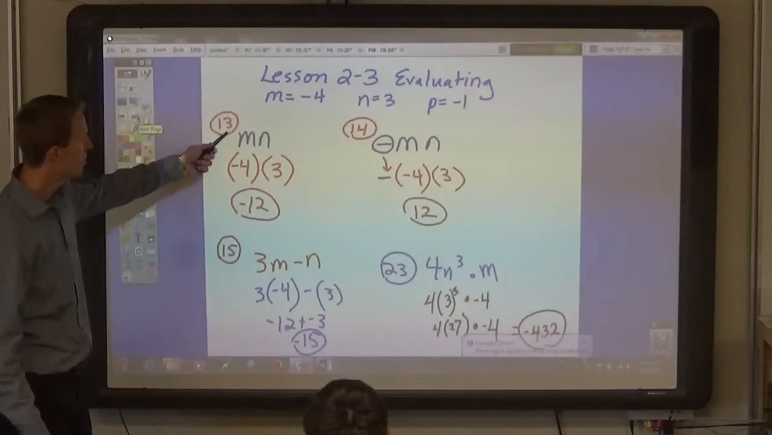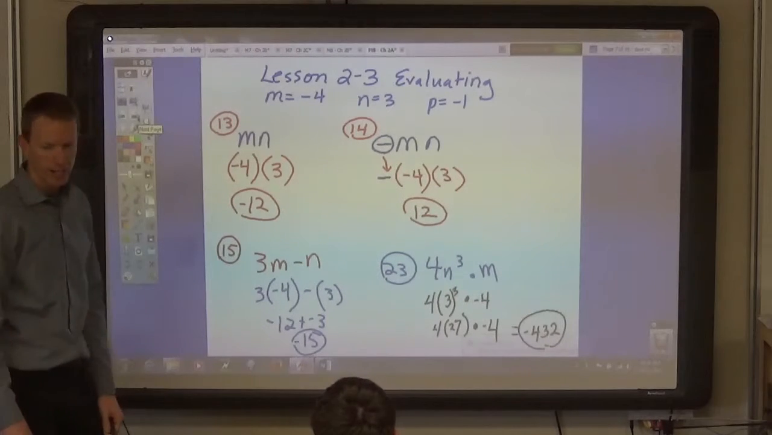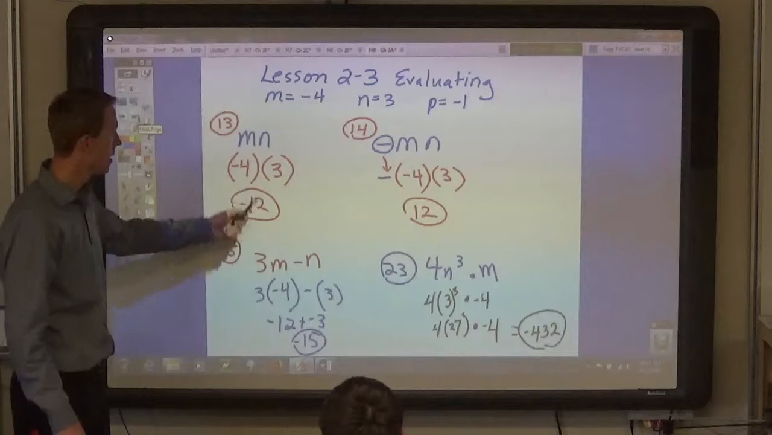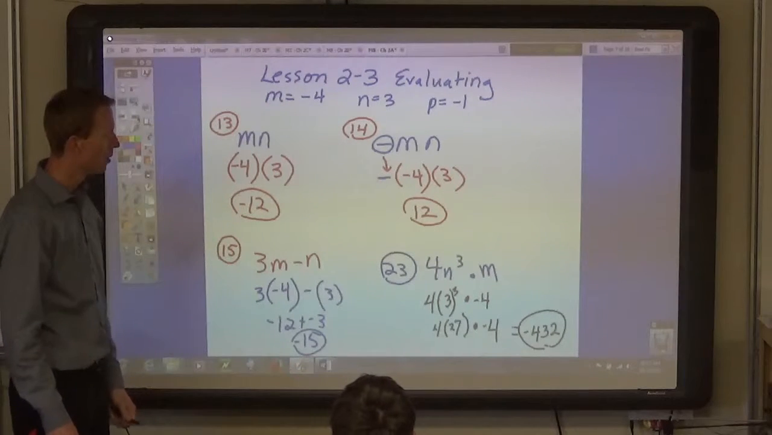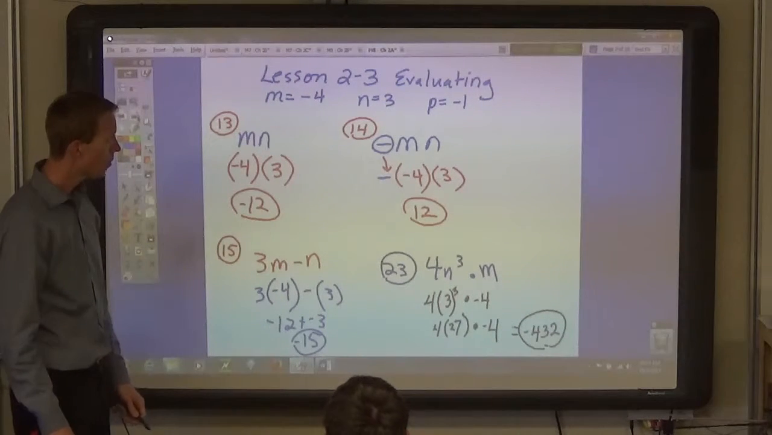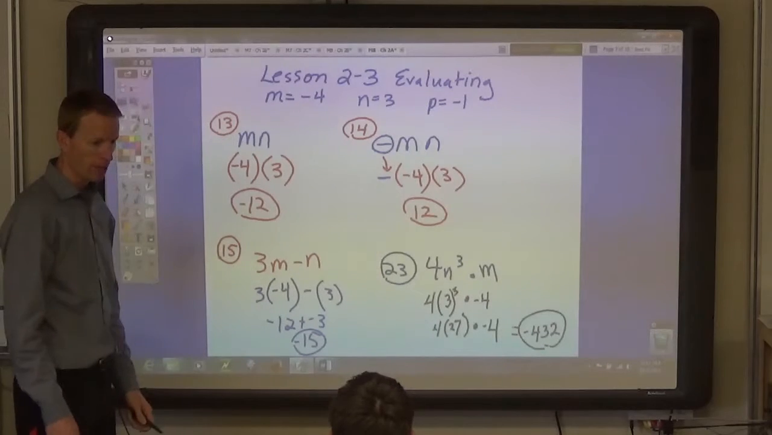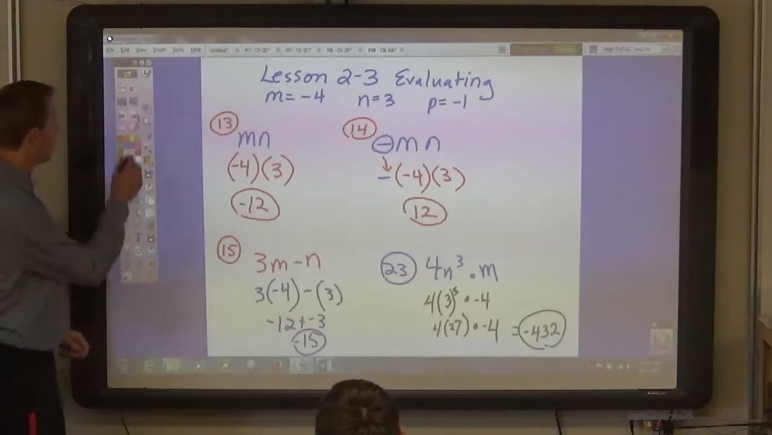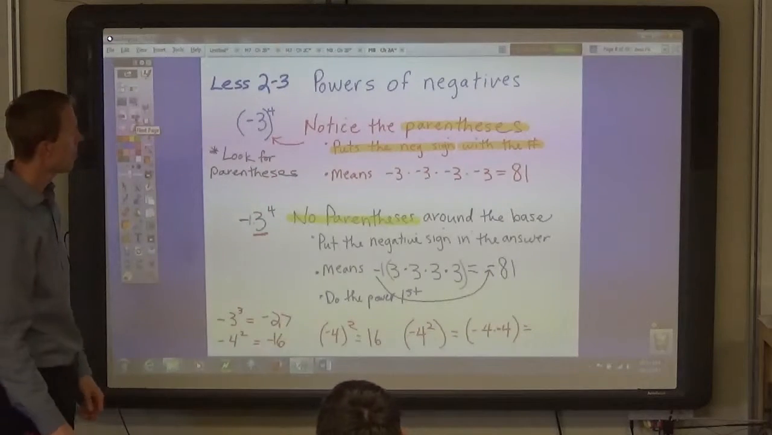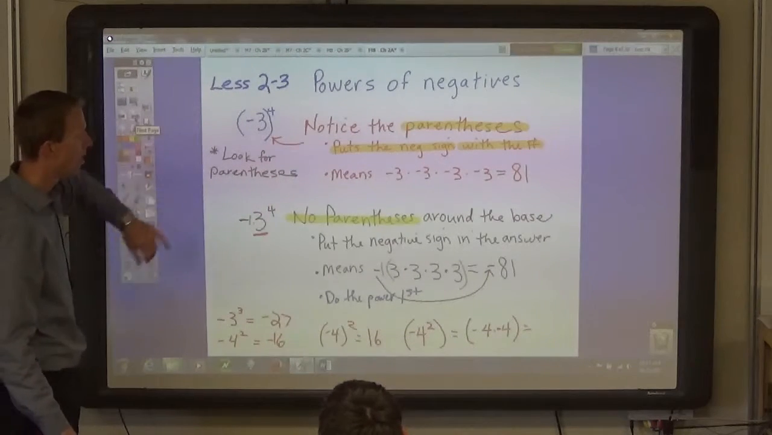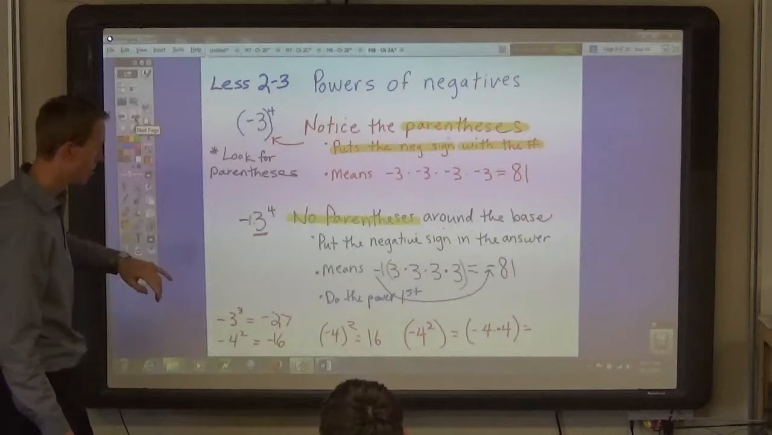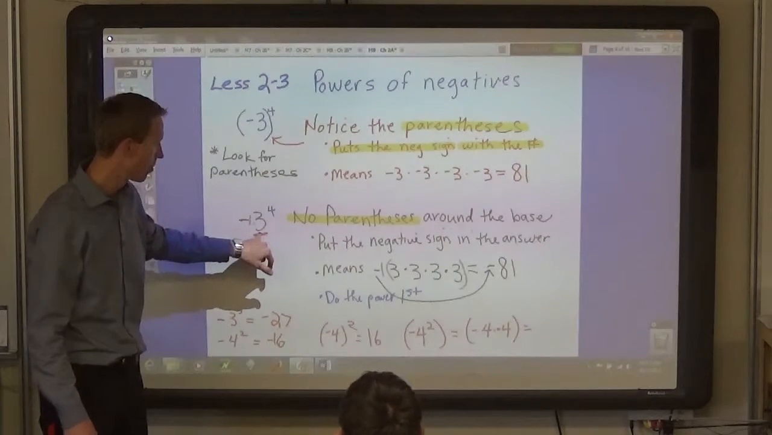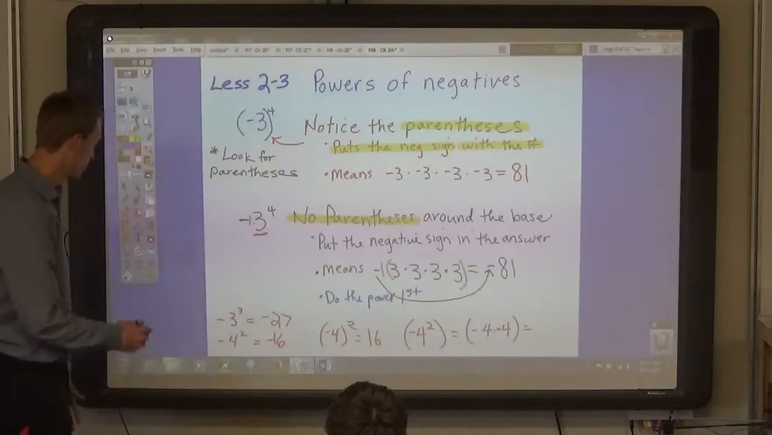Then, in lesson 2-3, we did some evaluating positive and negative expressions. We insert the number in parentheses, right? And then, in lesson 2-3, powers of negative numbers. So we did powers of 3 to the 4th power.